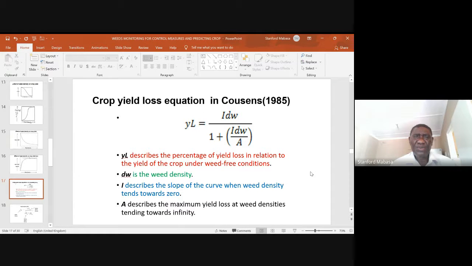According to Cousens, we can have an equation to predict yield loss, represented by YL, which is equal to the slope, which is I, multiplied by weed density, divided by 1 plus, in brackets, the slope I times weed density divided by A, which is the maximum yield loss.